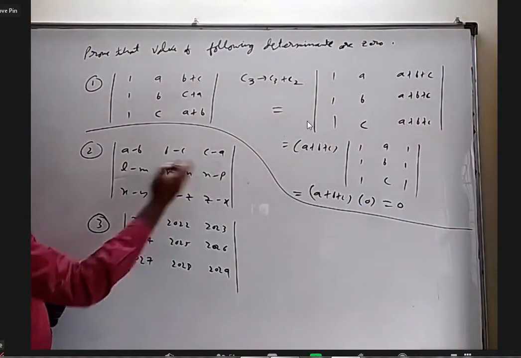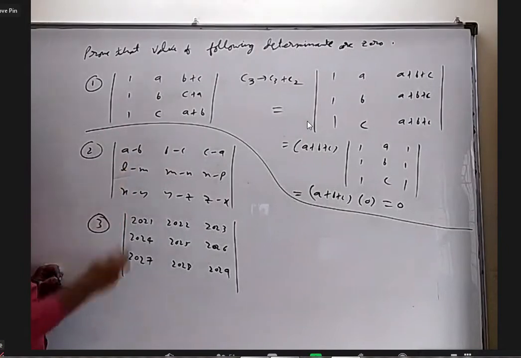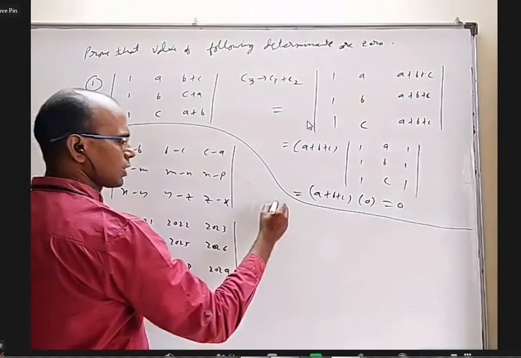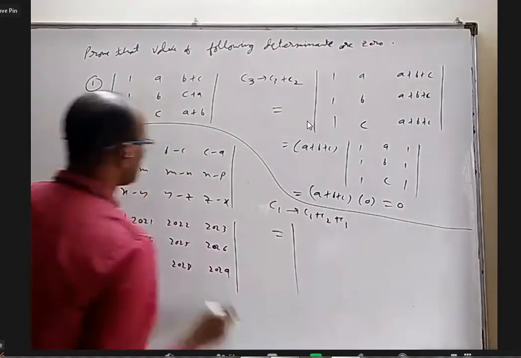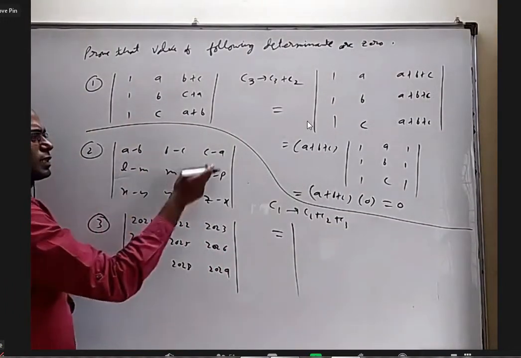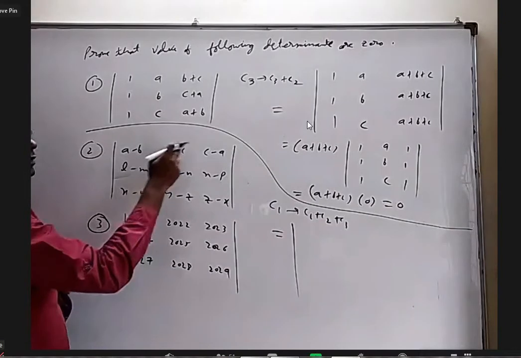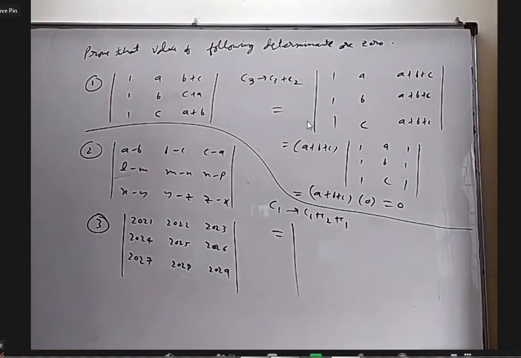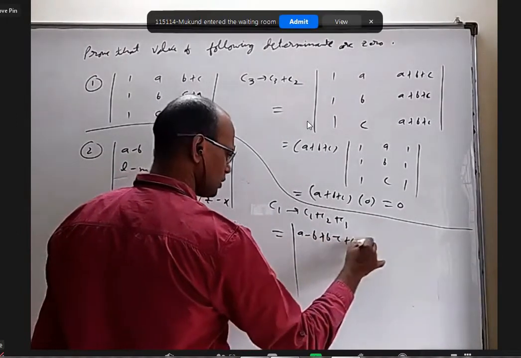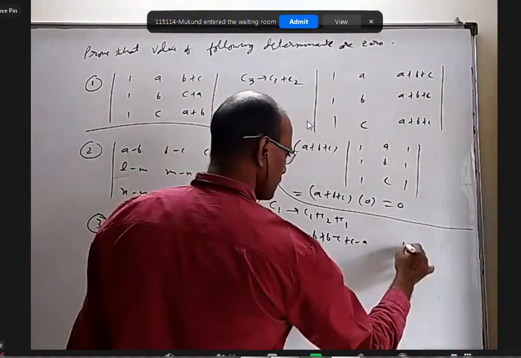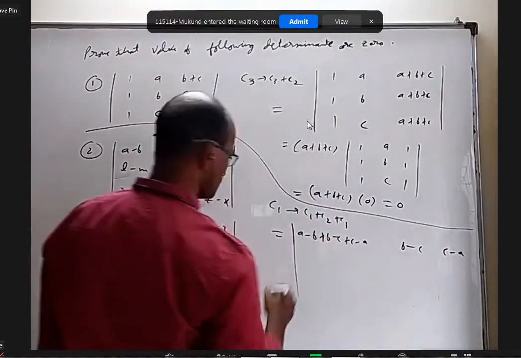Here, I want to add all the columns. Adding rows is not useful. For this, I am going to write column 1 as column 1 plus column 2 plus column 3. For A minus B, when I add B minus C, when I add C minus A, what is A minus B plus B minus C plus C minus A? It is 0. B minus A as it is, C minus A as it is.